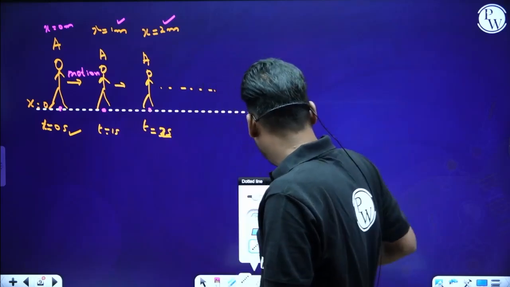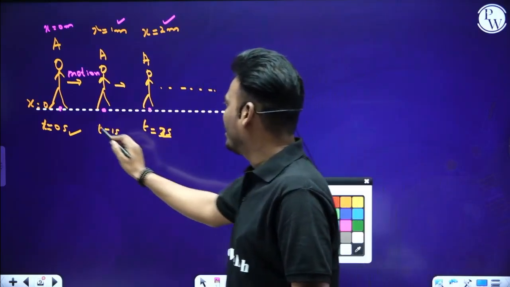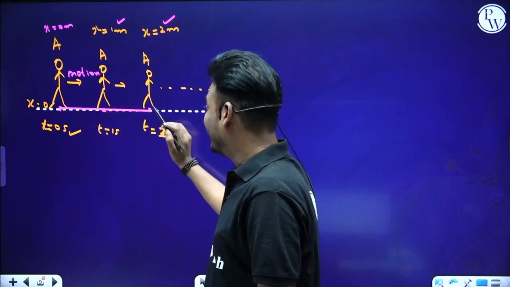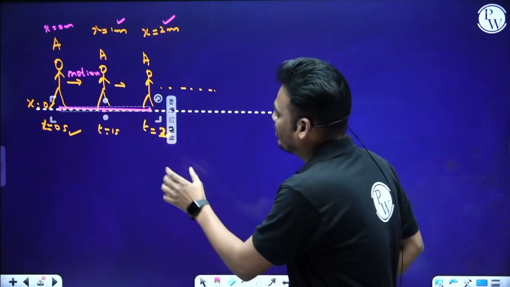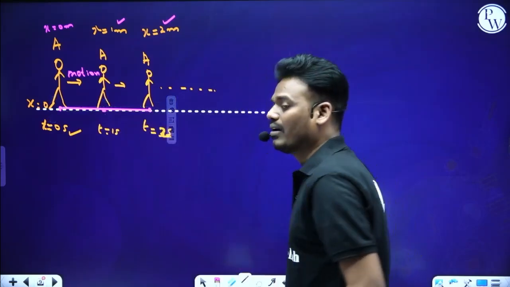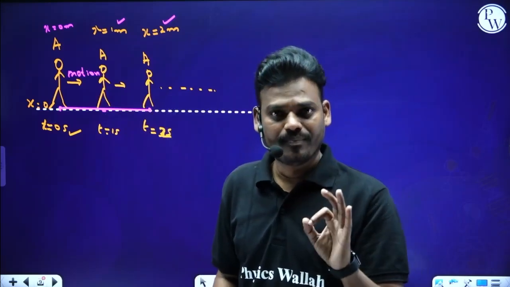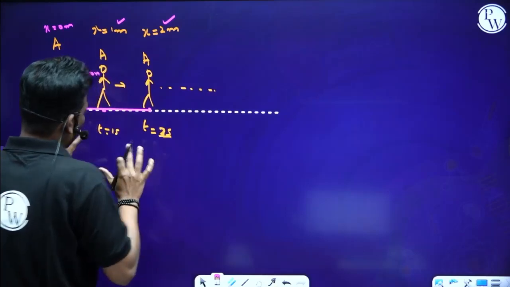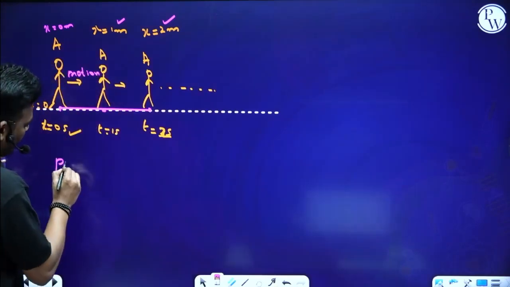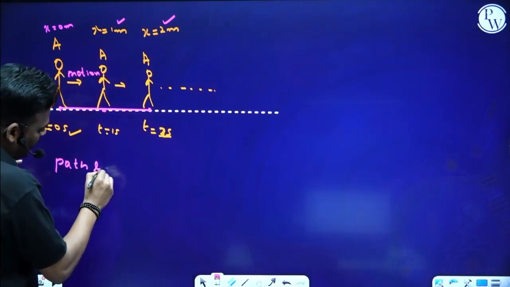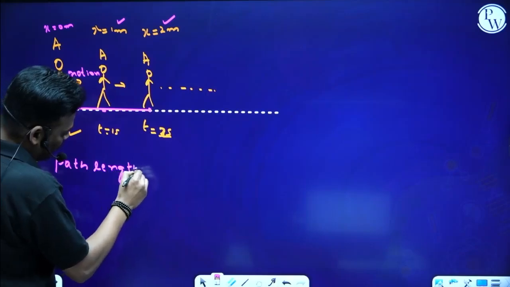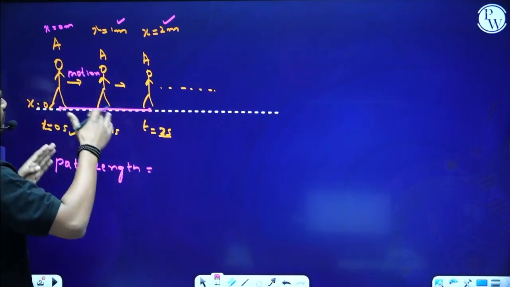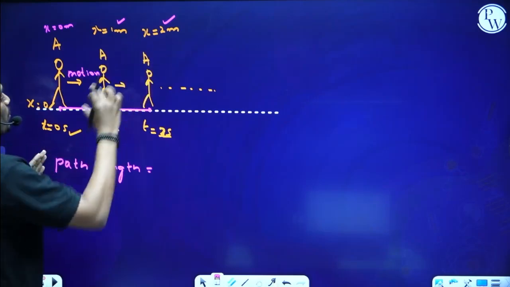If I join all these points from here to here, then the successive line joining of the positions, we call it a length, or else you can call it a path length. In this particular situation, what is the path length, or else the length of the path traveled by student A?